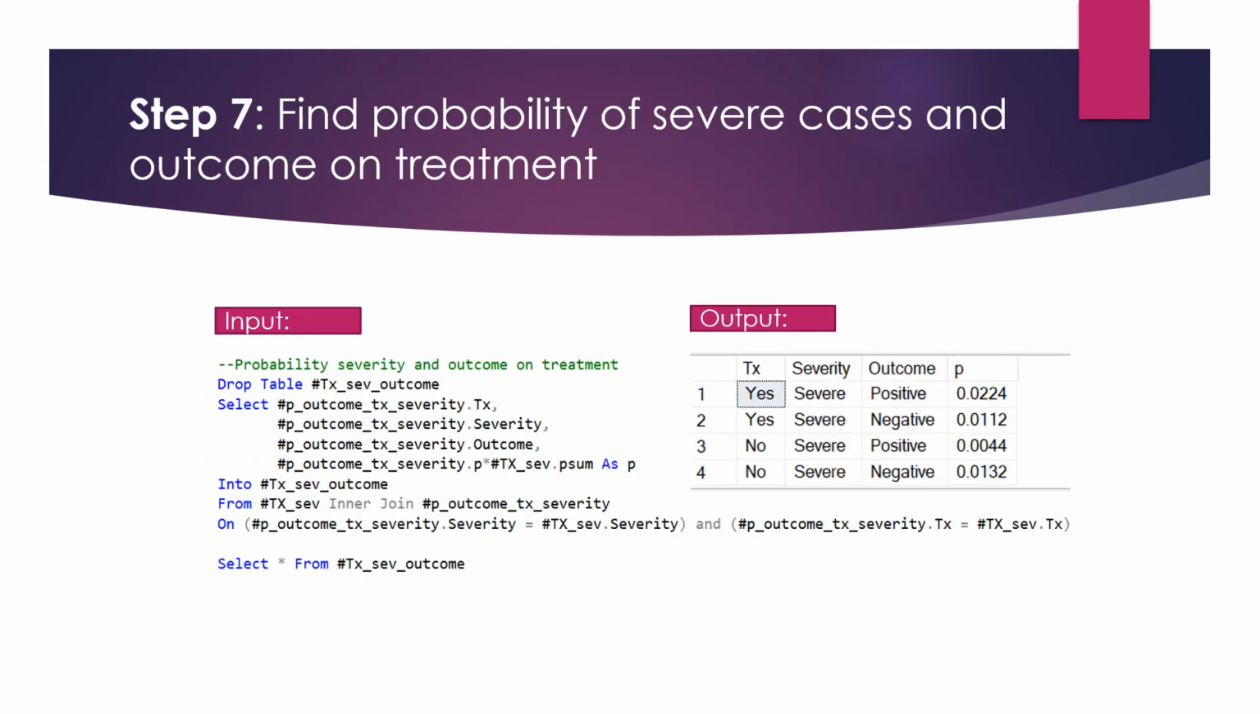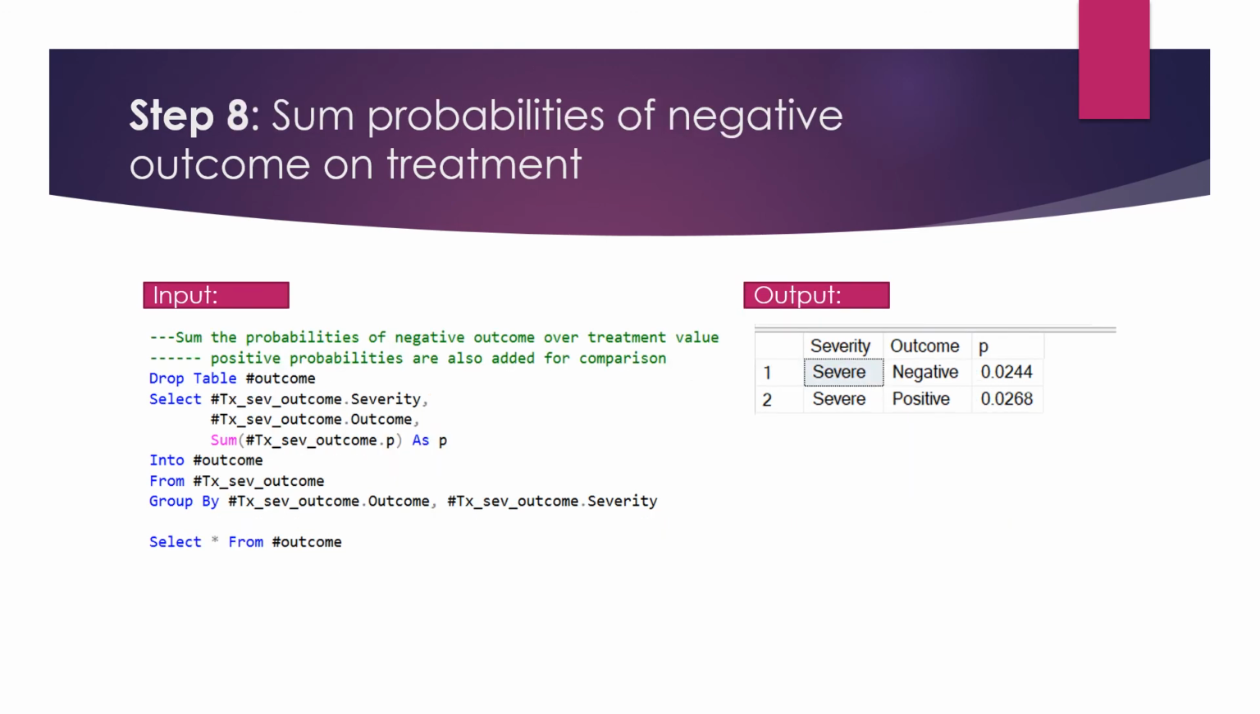Here, we find the probability of severe cases and positive or negative outcomes on treated or untreated. To get the p-value, we multiplied the p-value from the outcome table with the p-value from the results table that we got in step 6. Next, we should get the sum of probabilities of the negative outcome over the treatment value. We can also add the positive outcome for comparison purposes.